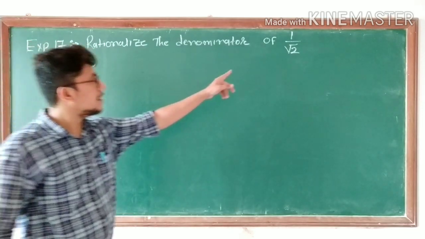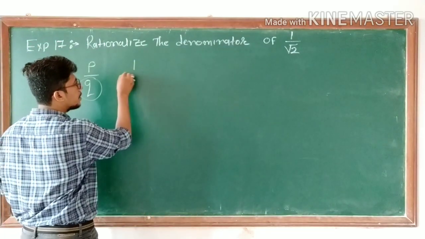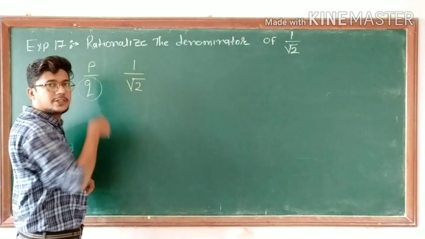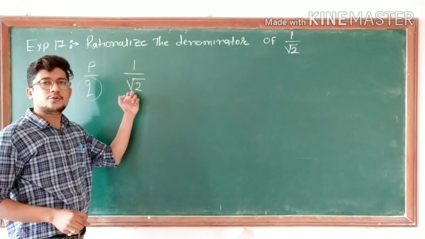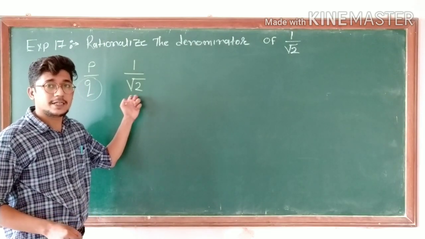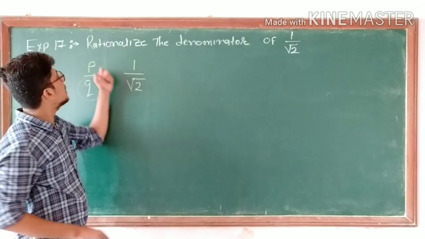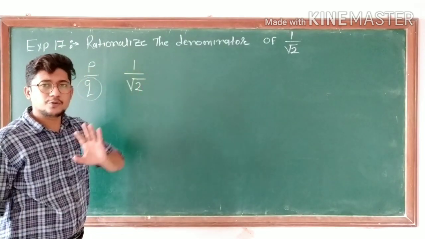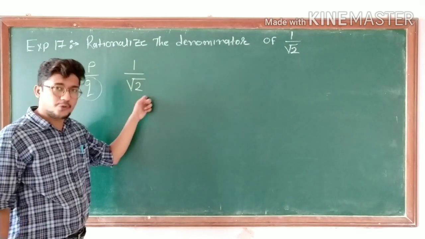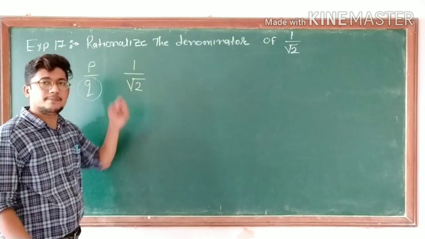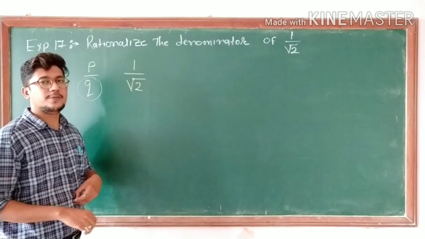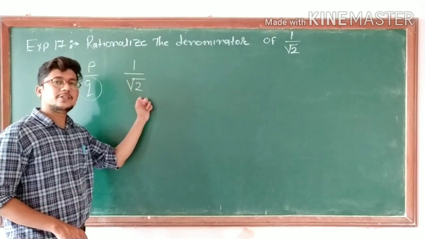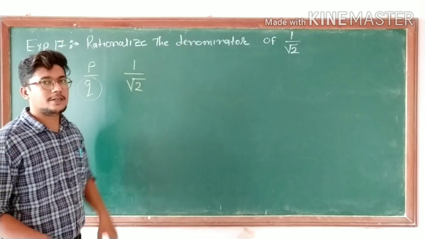As we can see, 1 upon root 2, 1 upon square root 2. We know that 1 is a rational number. But what about square root 2? It is not a rational number, it is an irrational number. So they are asking to rationalize the denominator. Whatever is in the numerator, they don't care. But they don't want an irrational number in the denominator. So what do we have to do? We have to change this irrational number into a rational number.